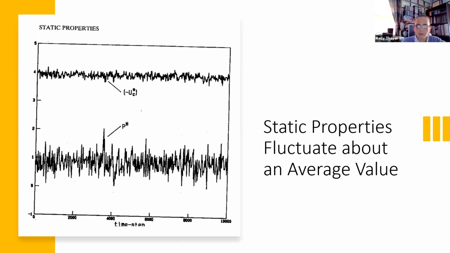So in static properties, we're not necessarily looking to see that the property itself is exactly static. We're looking to see that it's stable. So for example, here's the internal energy, the minus U. And so what we have here is that this value is fluctuating with very small oscillations around a mean value. So this is what we mean when we say a static property, not that it exactly equals only one value, but just that it's fluctuating around a similar value. Here we also have the pressure. We see that again, the pressure is fluctuating.